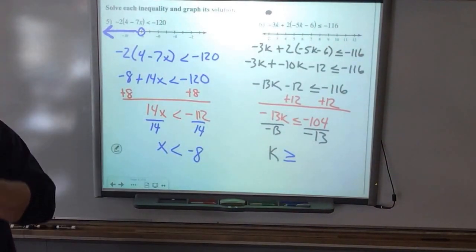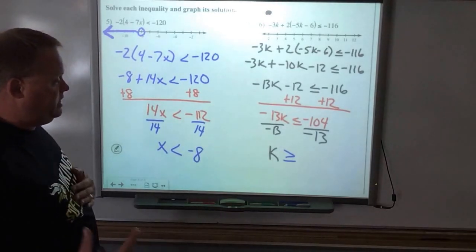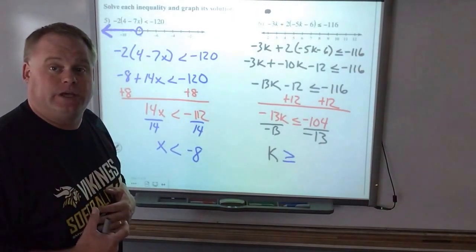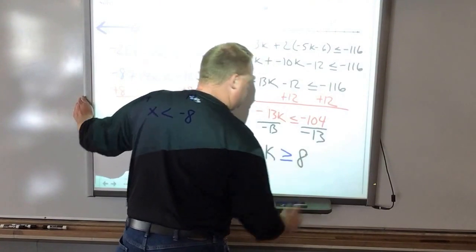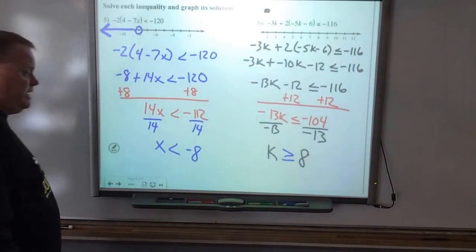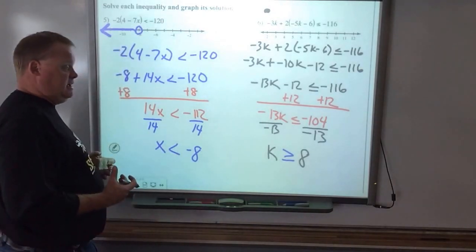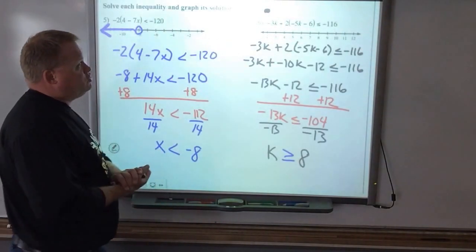And negative 104 divided by negative 13. So negative 104 divided by negative 13 is positive 8. You should have gotten that. So now my solution to this is k is greater than or equal to 8. And that would make this statement true.